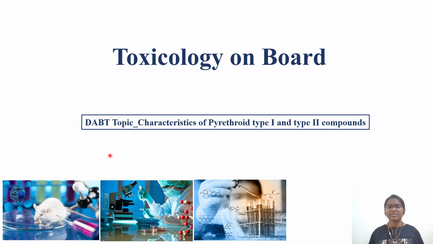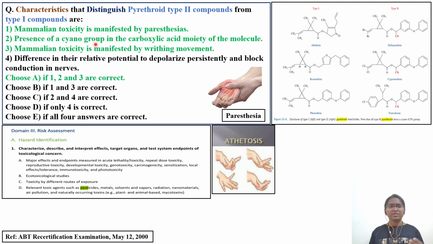Today in this video we'll be discussing another important topic, that is characteristics of pyrethroid type 1 and type 2 compounds. So let's directly dive into the question. The question is: the characteristics that distinguish pyrethroid type 2 compounds from type 1 compounds. So we need to identify this type of pyrethroid insecticides. In that we have type 1 and type 2. What is the distinguishing feature between type 1 and type 2, that we will see.